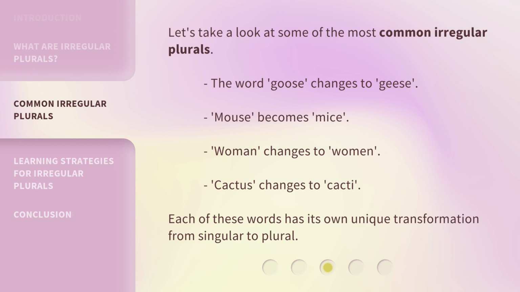Let's take a look at some of the most common irregular plurals. The word goose changes to geese. Mouse becomes mice. Woman changes to women. Cactus changes to cacti. Each of these words has its own unique transformation from singular to plural.